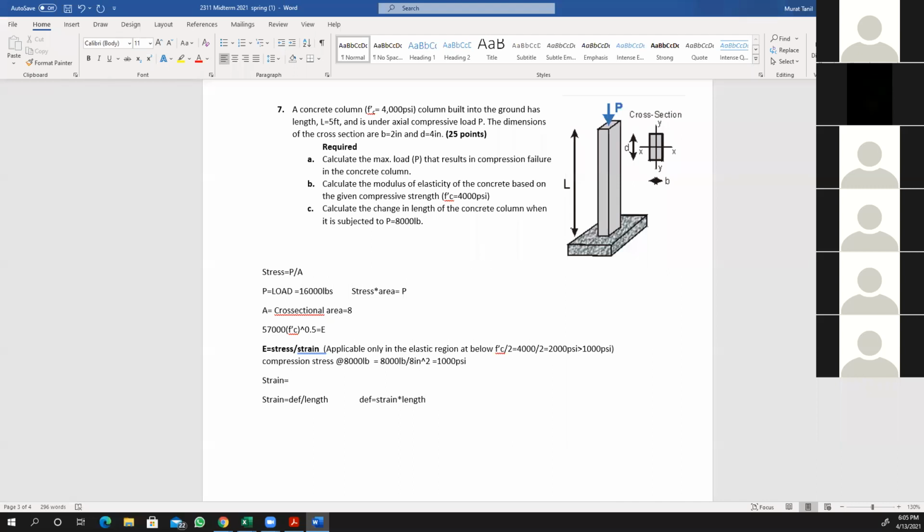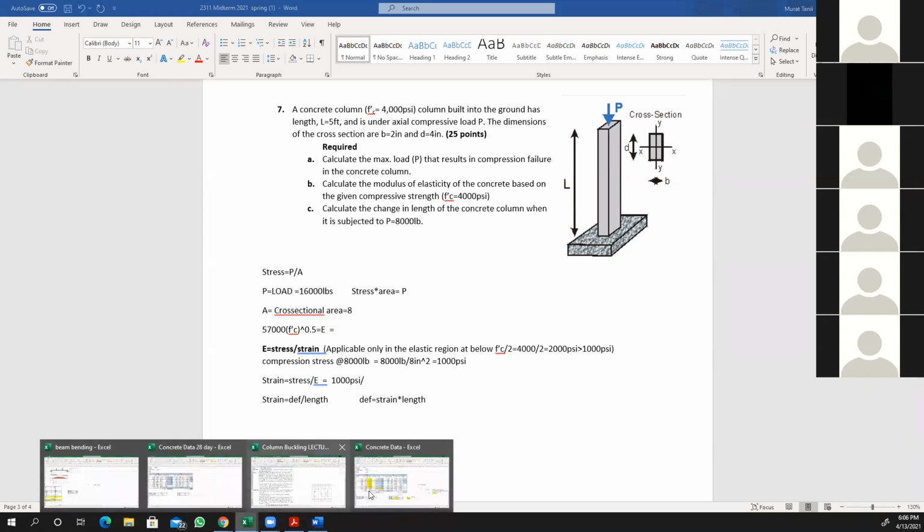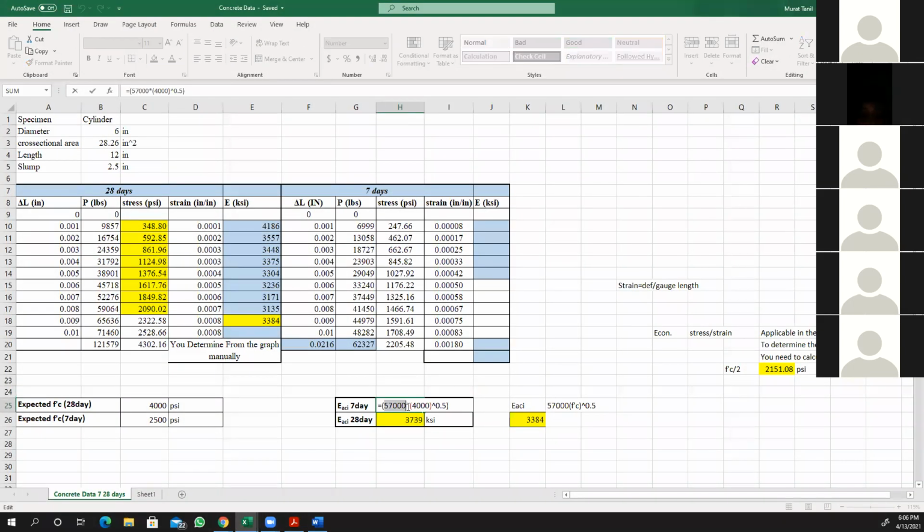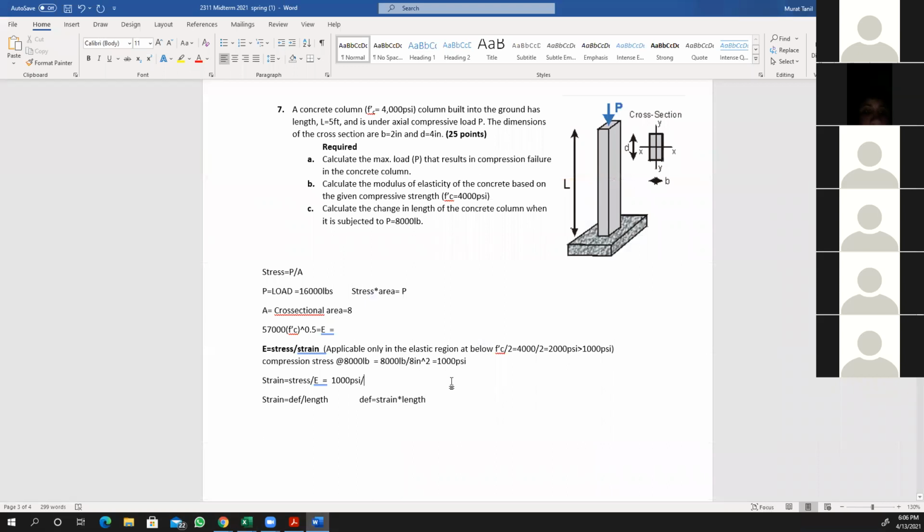Strain is equal to stress divided by Young's modulus. And what is stress? 1,000 psi. What is the Young's modulus? I got 3,605 ksi. Yeah, that's what I got, 4976. So this is going to give me the strain: 1,000 divided by this number.